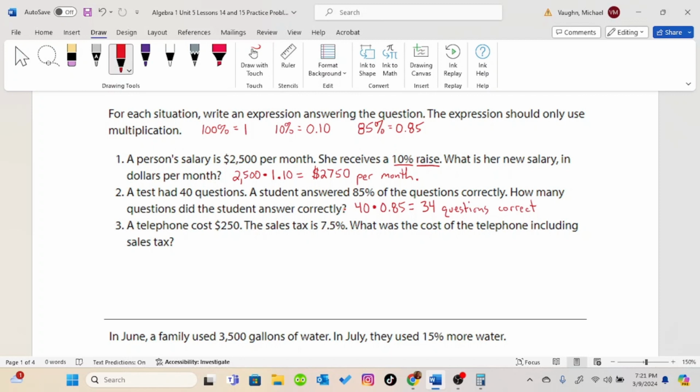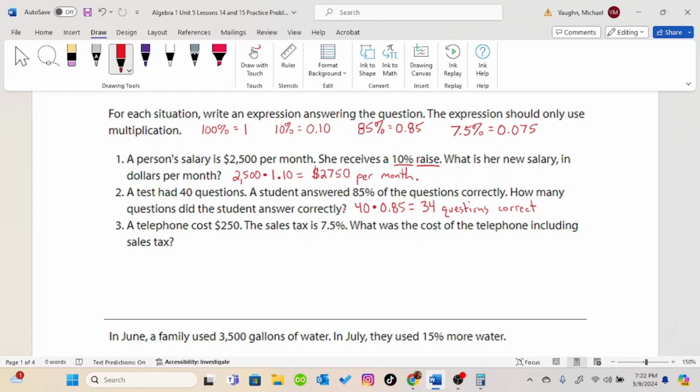And number 3, a telephone cost $250. The sales tax is 7.5%. What was the cost of the telephone including sales tax? So if we have 7.5%, this becomes 0.075.